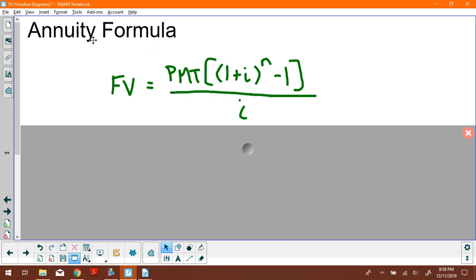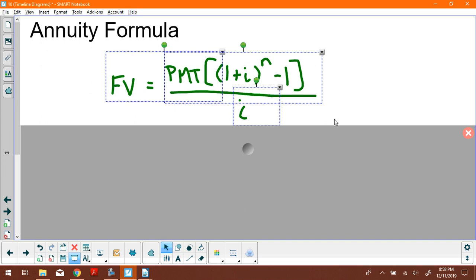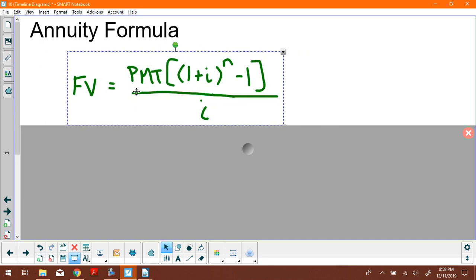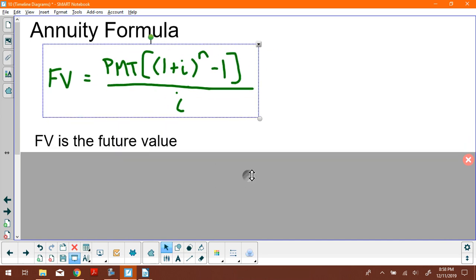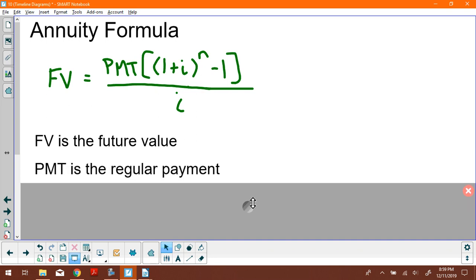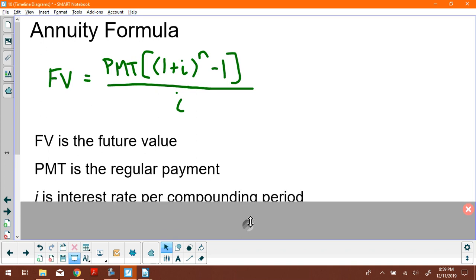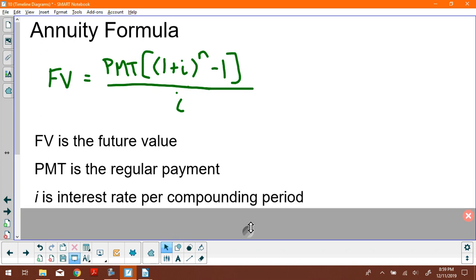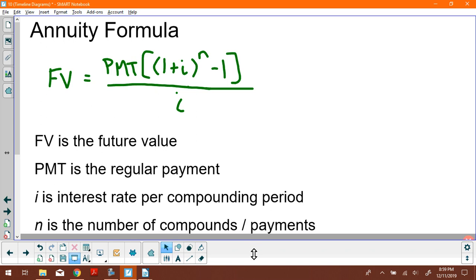Again, we're just going to write down what those things are. That's the formula where FV stands for the future value, how much it's worth at the end. PMT is the regular payment you're making. i is the interest rate per compounding period. And n is the number of compounds, or in this case, it's the same as the number of payments that you're making.